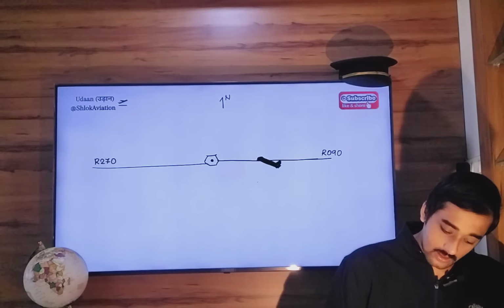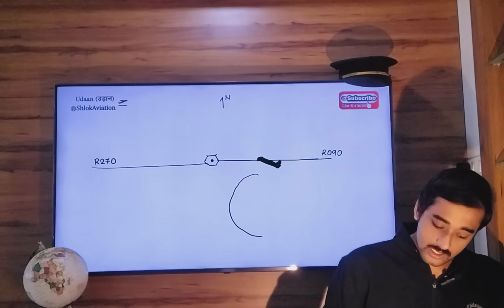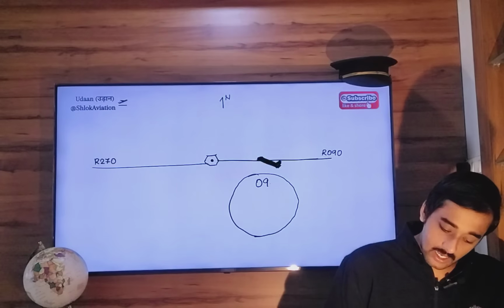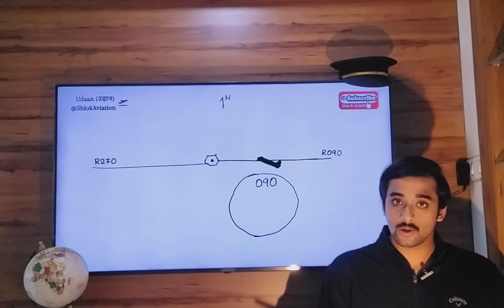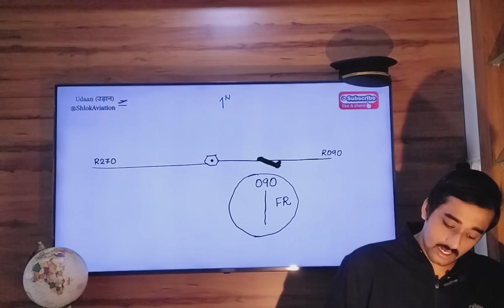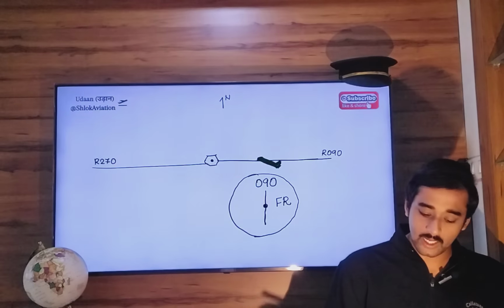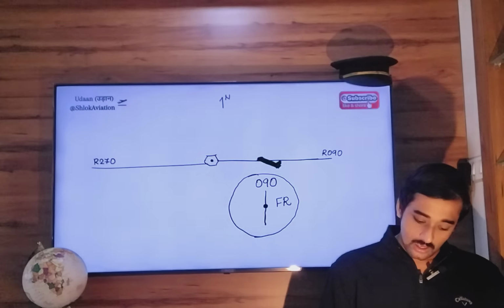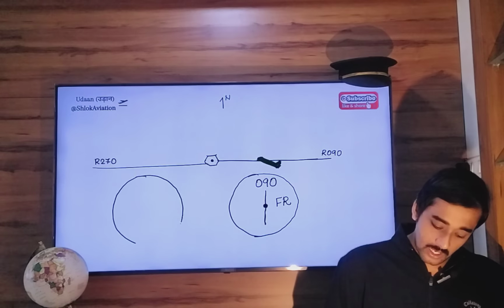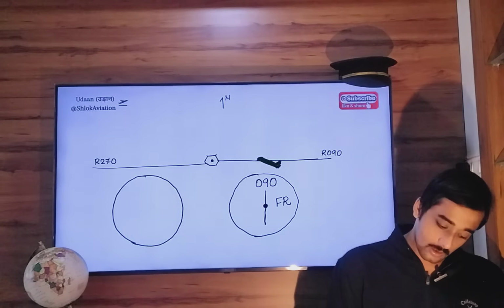The first one, since you are on radial 090, you can select that OBS setting, and when you select that 090 setting, you will automatically get a FROM indication and the CDI needle will remain in the center provided you are situated on the center of this radial.